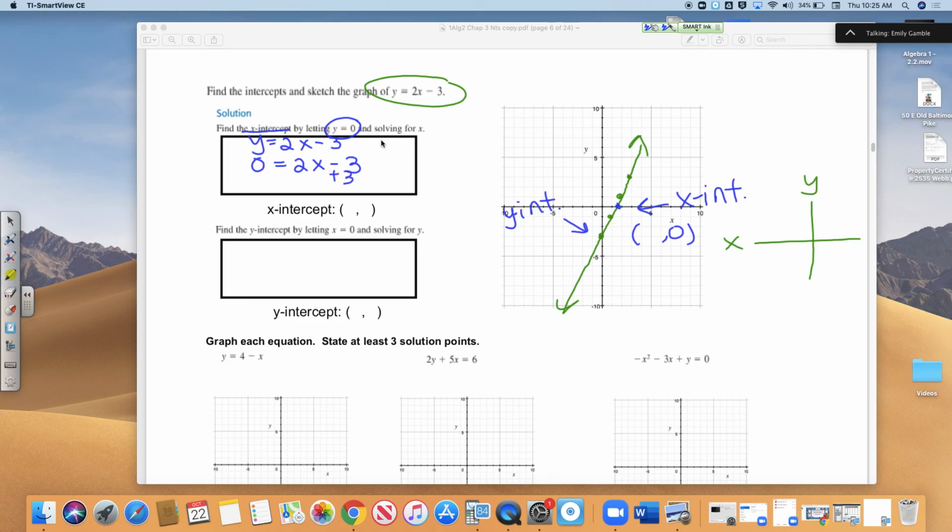To solve this, it's just like a two-step equation. Add 3 to both sides, get 3 equals 2x. Divide by 2, and I get that the x-intercept is 3 over 2, or 1.5. That means that this point right here is 1.5, comma 0. The x-intercept point, ordered pair, is (1.5, 0). So right here where it says x-intercept, I'm going to put 1.5 as well.